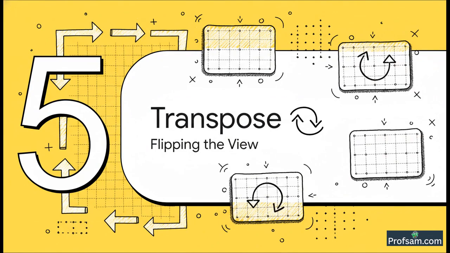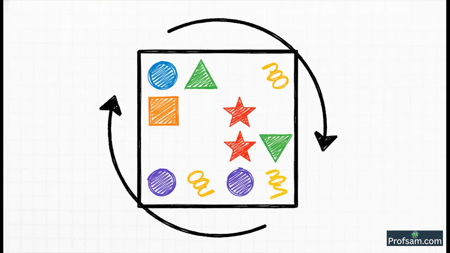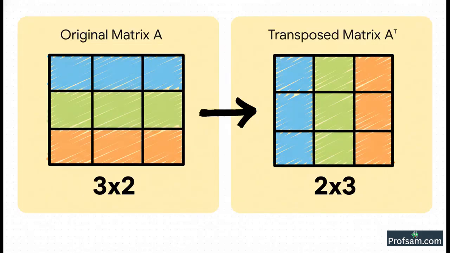Finally, let's look at a super simple but very important operation called the transpose. Seriously, this is the easiest one. Think of a transpose like turning your phone from portrait to landscape mode. You're just changing the perspective on the same data by swapping the rows and columns. And this illustrates it perfectly.